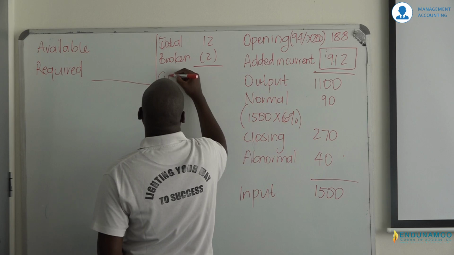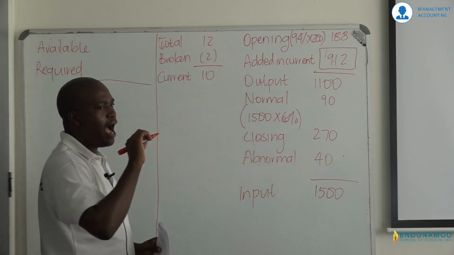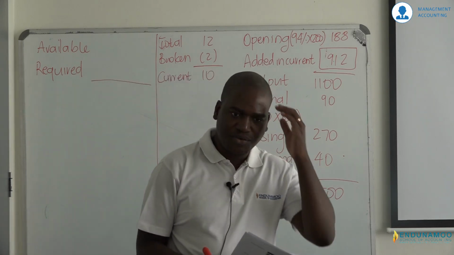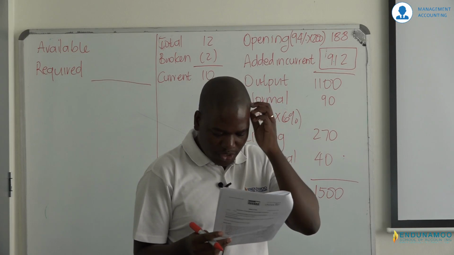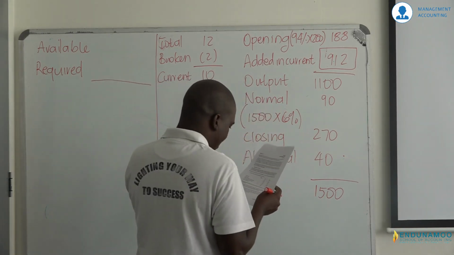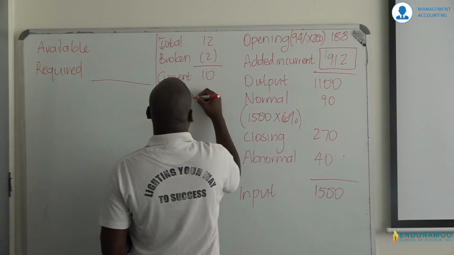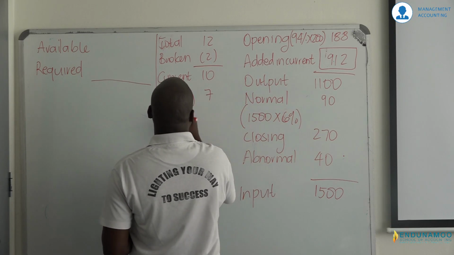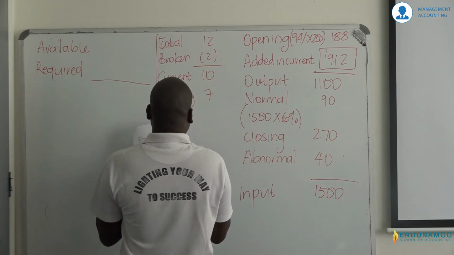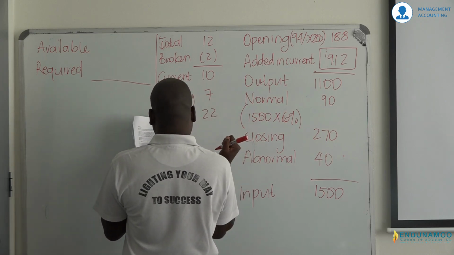So currently you have how many? 10. Then how many hours does each baking oven give you? So they said 7 per day. So hours per day, right? 7. And how many days are there in a month? So days per month is 22, right?